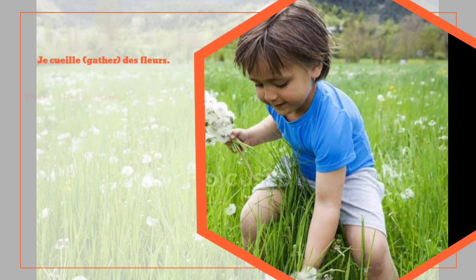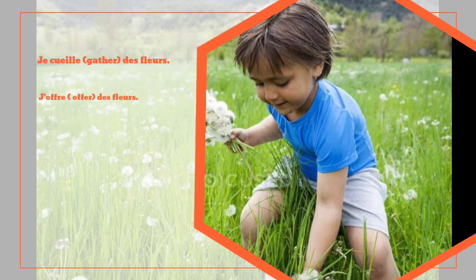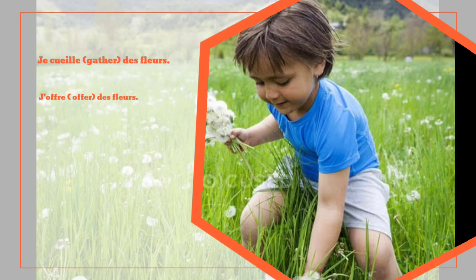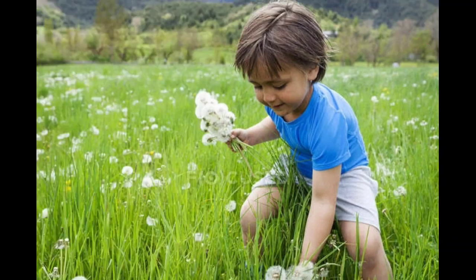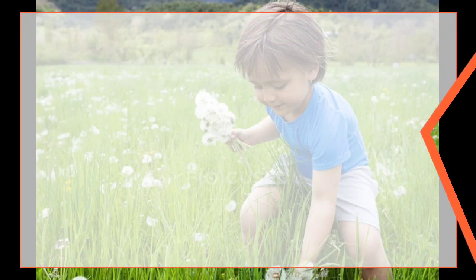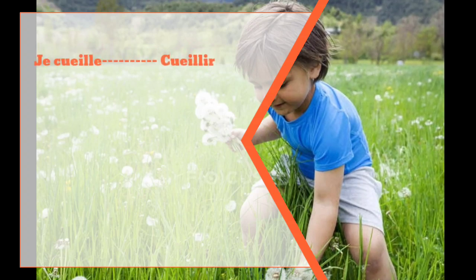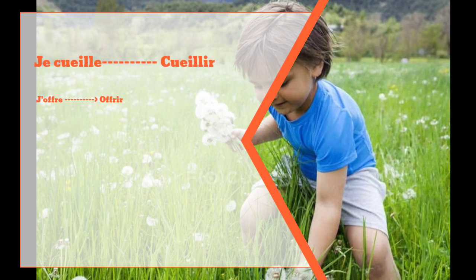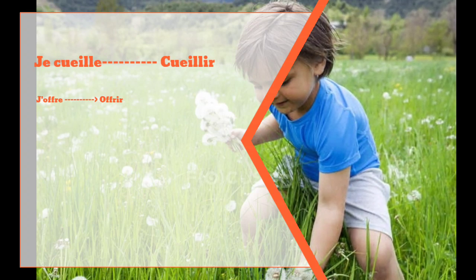Je cueille des fleurs. J'offre des fleurs. The first one is gather. The second one is offer. Let's see the infinitive of these two verbs in French. So, the infinitive of the two verbs used in the last example are: the first one is je cueille, the infinitive is cueillir. The second one, j'offre, the infinitive is offrir.